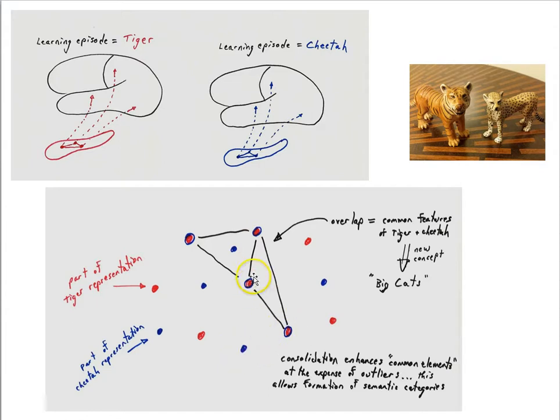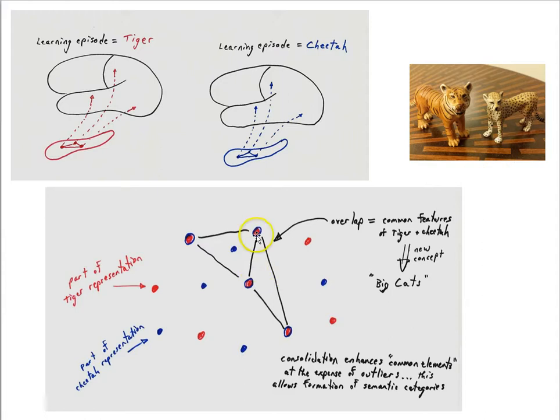However, some of the cells of the cheetah representation were also activated last week when we saw the tiger. So here we have the overlapping pattern of activation. And this may be the way that the brain represents the common features of a tiger and a cheetah, thus helping us form the concept of big cats.